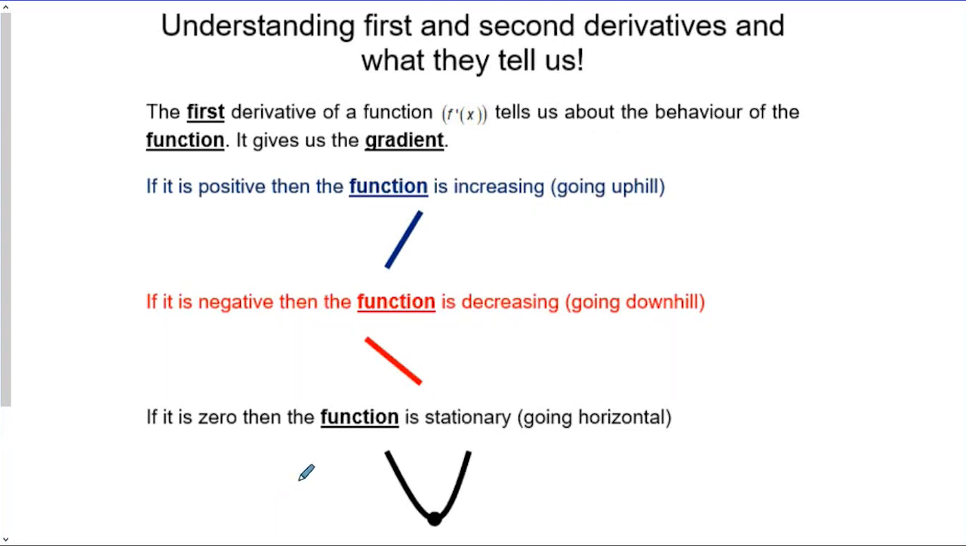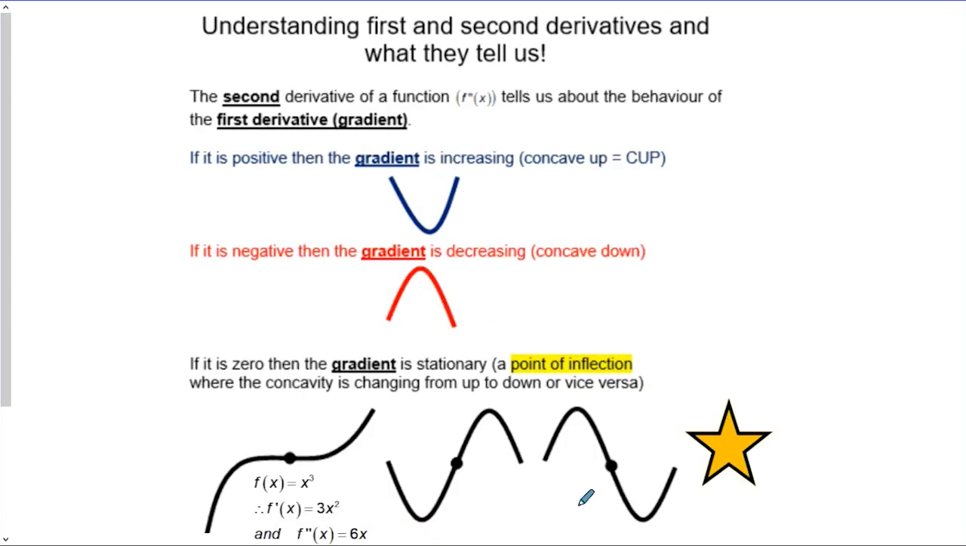Now, it's really important that we understand what a first and a second derivative actually tell us. The first derivative tells us about the function. It gives us the gradient. If the first derivative is positive, then the function is increasing or going uphill. If it's negative, then the function is decreasing or going downhill. And if it is zero, then the function is stationary. It's just, for an instant, going horizontal.